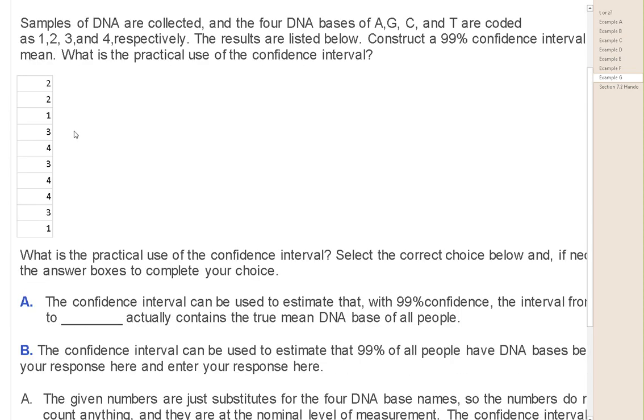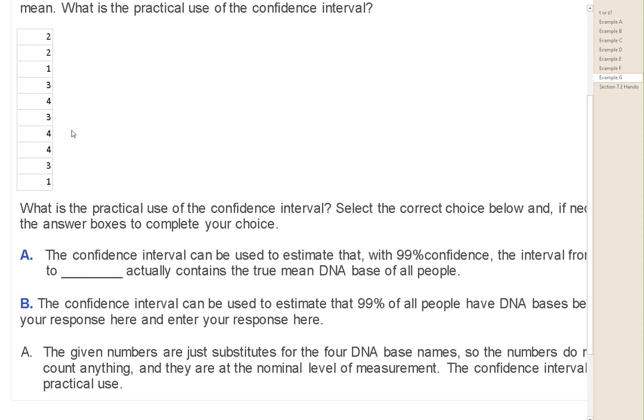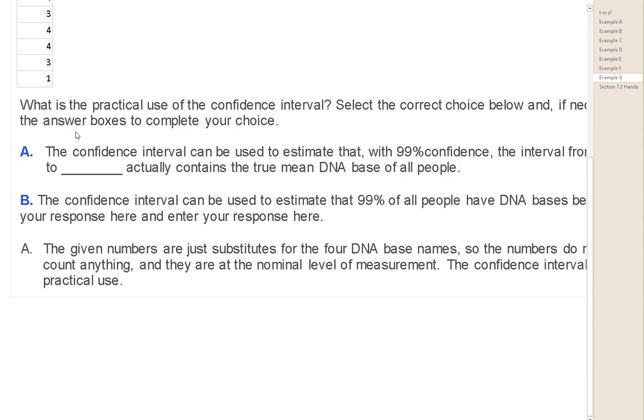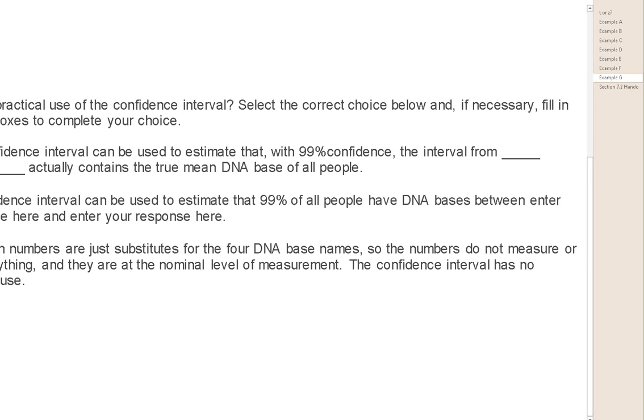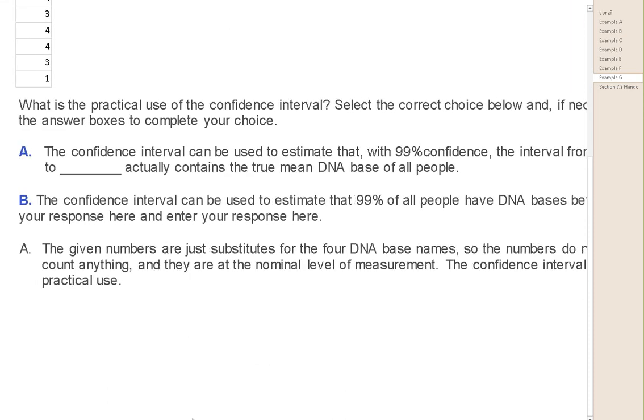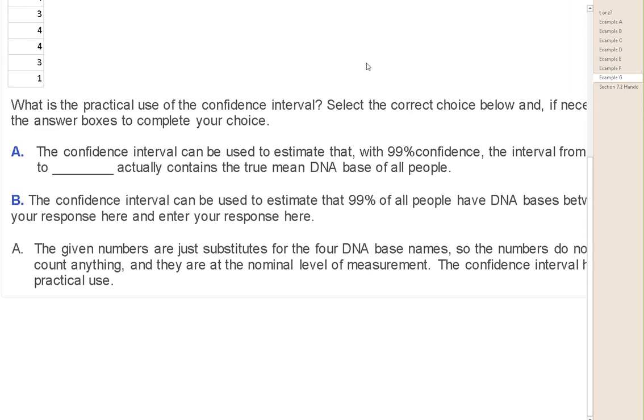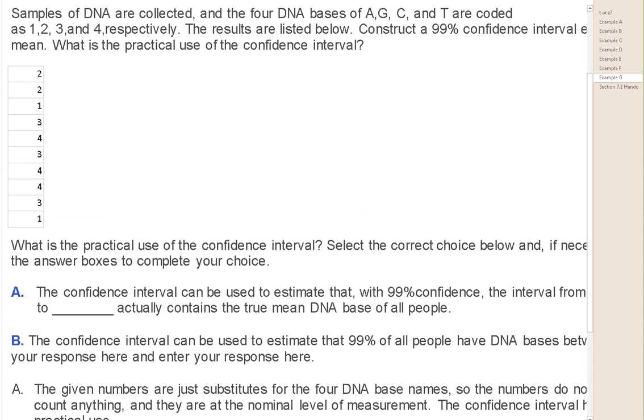Now, we're not going to bother trying to get the confidence interval. Those are just the numbers here. I'm more worried about the conclusion to this. What's the practical use of the confidence interval? Select the correct choice below. If need be, fill in the boxes to complete your answers. Well, I'm not going to worry about the exact numbers, but I am going to worry about what this means.